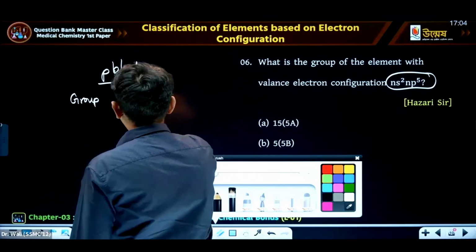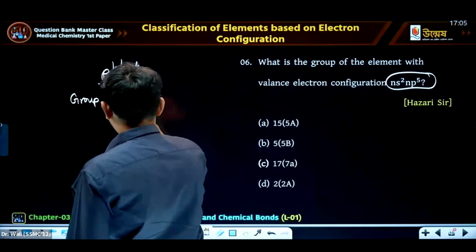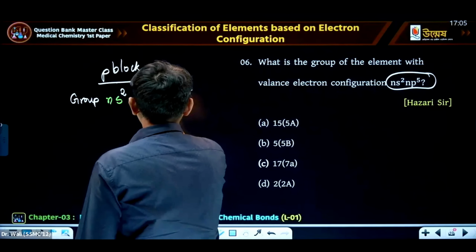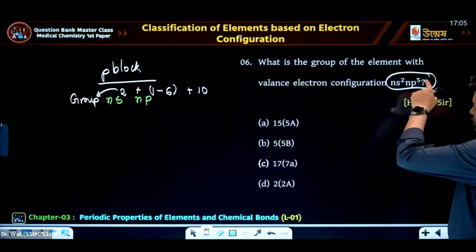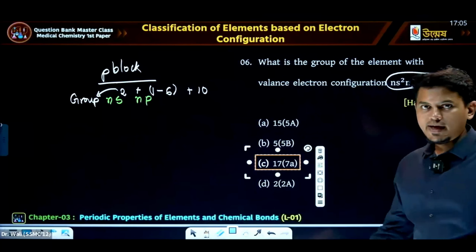P block: ns np. This ns is always 2 and np can be 1 to 6. The sum plus 10 will get you the group number. Okay, so you got 2, you got 5, 5 plus 2 will be equal to 7, and you have to add 10, and you will get the correct answer, which is 17, the group of the halogens.